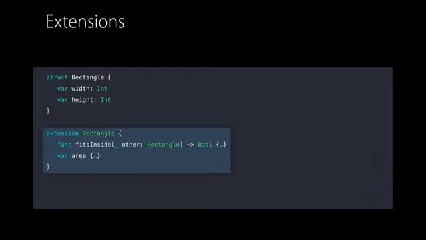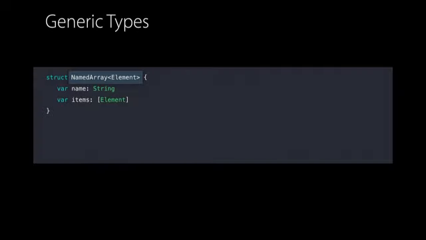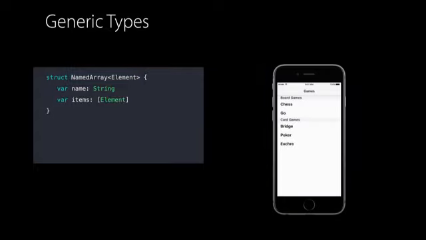You saw earlier how you can make a generic function which performs the same operations on data of different types. You can also make a generic structure which contains data of different types. The syntax looks very similar. You still have the generic type parameters inside angle brackets after the name. This example attaches a name to an array of some kind of element. This would be a useful data structure, for example, to populate a table view that has sections with heading names.